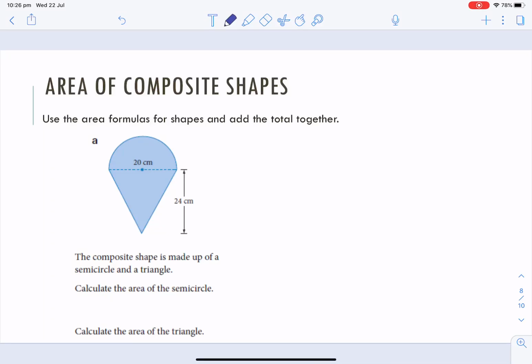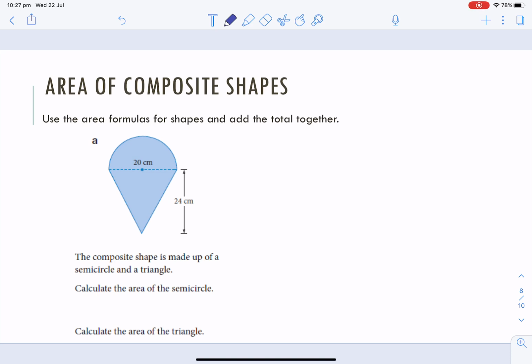We're back for the third of our area videos. This one is area of composite shapes. We've gone through area of basic shapes and Heron's formula. Now we're on to composite shapes. And just a reminder that composite shapes are two shapes stuck together. So our first example, use the area formulas for shapes and add the total together.